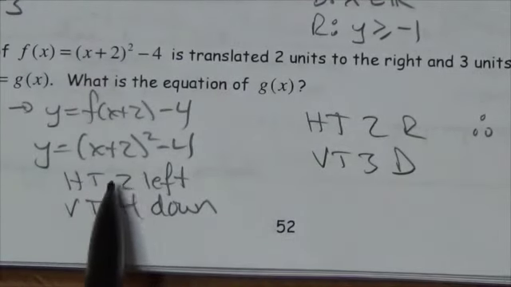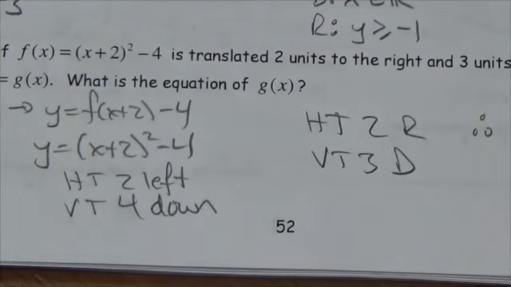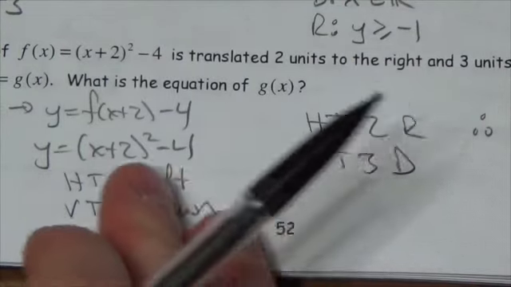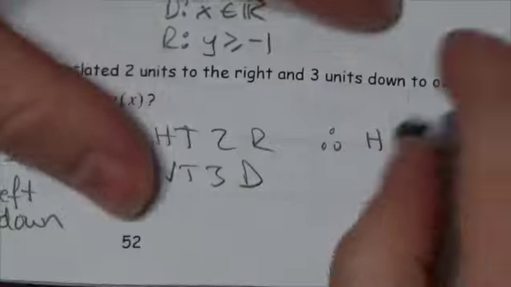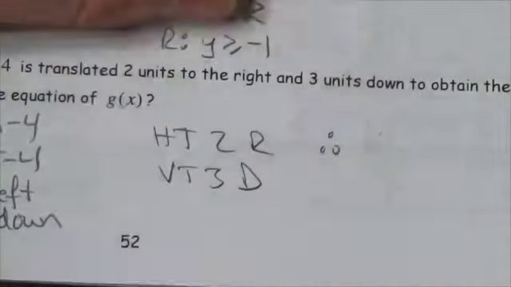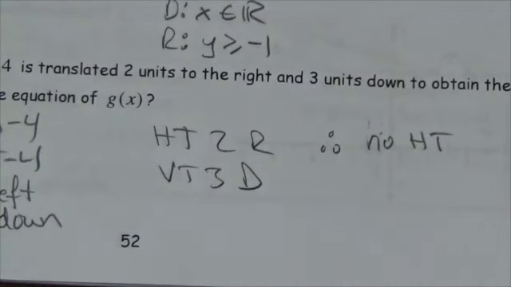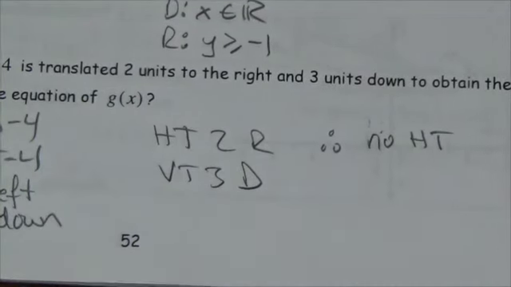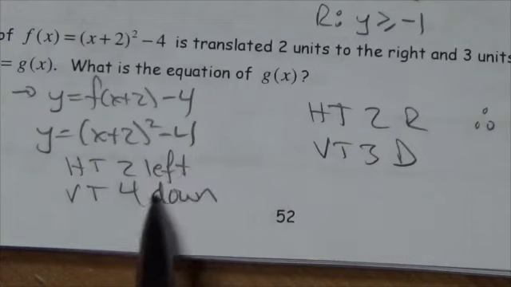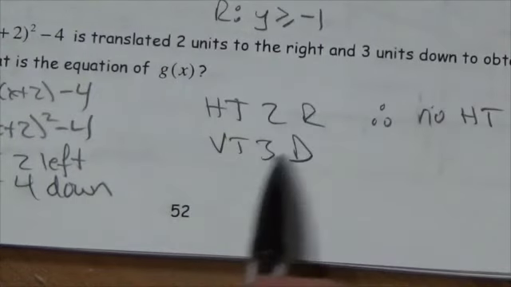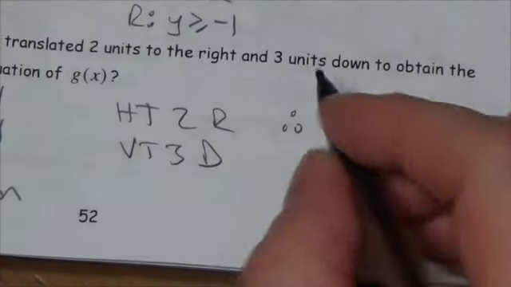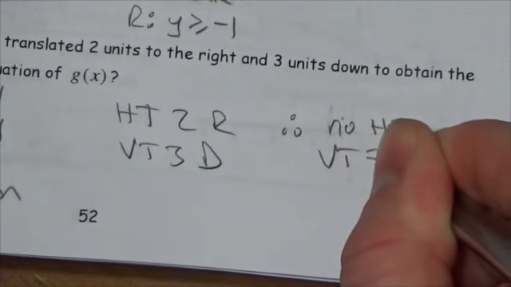I'm combining 2 to the left and 2 to the right. Well, if I go 2 to the left to start off with and then 2 to the right, that means there was no horizontal translation. It didn't move horizontally. I did move, but I moved it right back. Now, this is 4 down, and I'm going to translate it an additional 3 down. So that means vertical translation, 7 down.